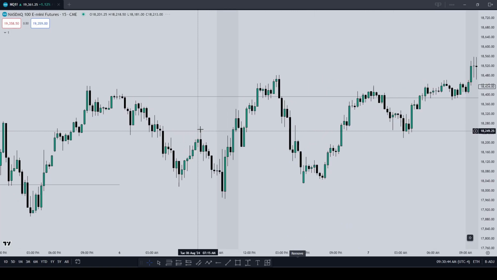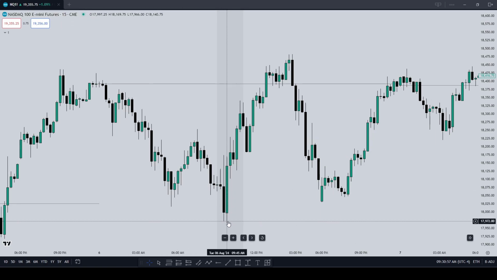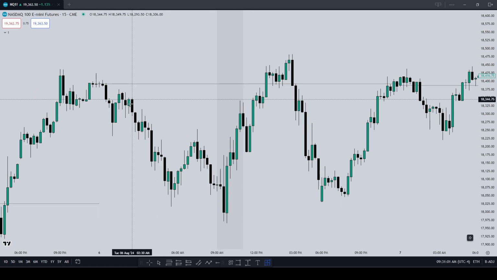And here's another example, actually, another wonderful example. So here we have Tuesday, August 6th. Here's that midnight open once again. Remember, I'm on that 15-minute chart. Price is trading down, down, down, deep discount. We're talking about, this is actually a lot of handles.